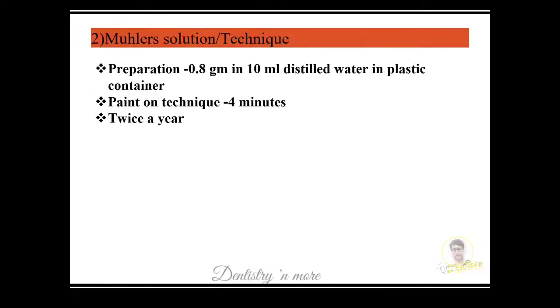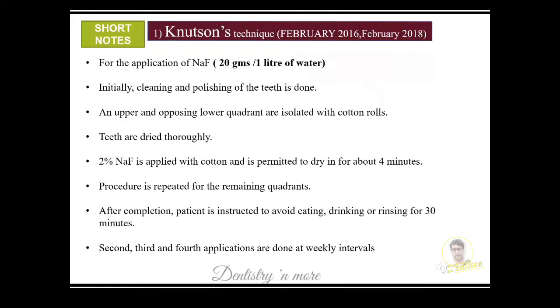Muhler's solution is more like twice a year. The sodium fluoride is applied 4 times at 1 week intervals in each of the ages 3, 7, 11, 13, where this age group is important because in these age groups there is eruption of newer permanent teeth. At 3, there is eruption of deciduous molars, 7 means central incisors and molars, then 11 and 13 canines, premolars. So all have to be protected.